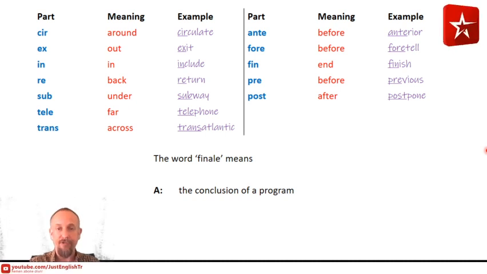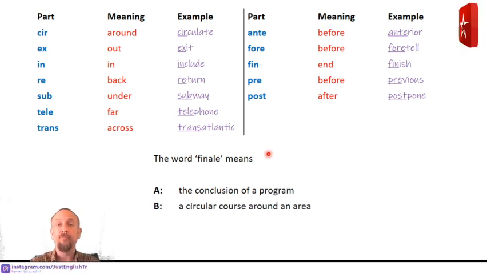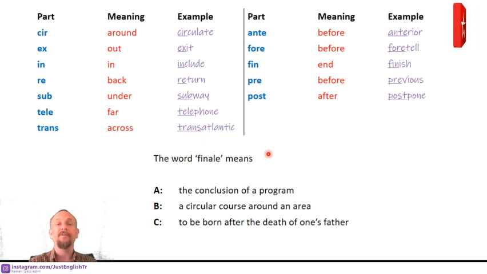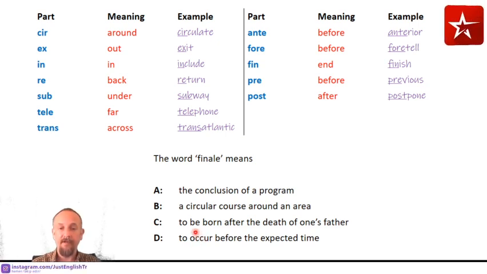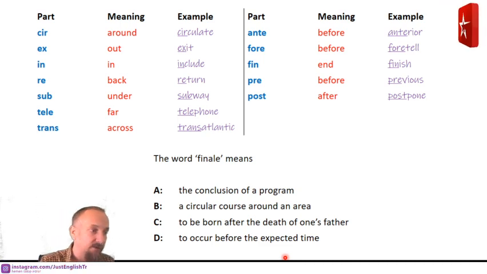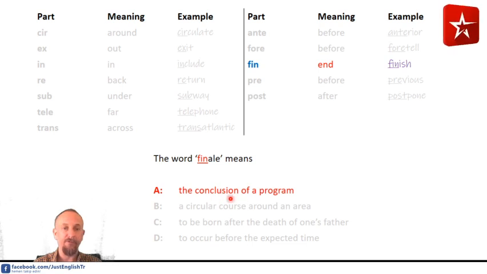So we have the word finale. A slightly strange pronunciation here. So we have A, the conclusion of a program. I think it's probably a French word or something. The conclusion of a program, a circular course around an area, to be born after the death of one's father, or D, to occur before the expected time. And we have answers up already. Jada, Onur, Emre, and Aina all say A, and that would be correct. The conclusion here means the ending of. Very good, Tuba. Well done.